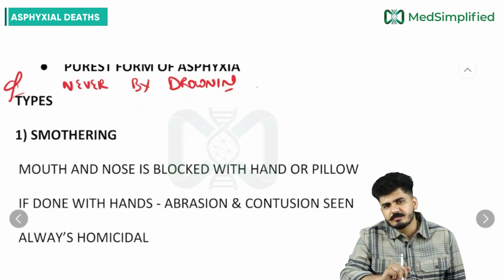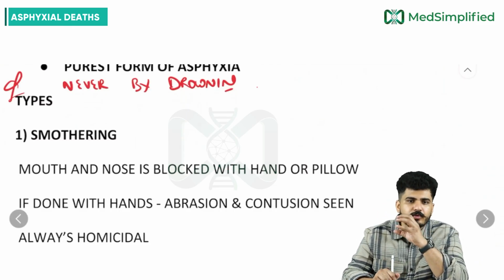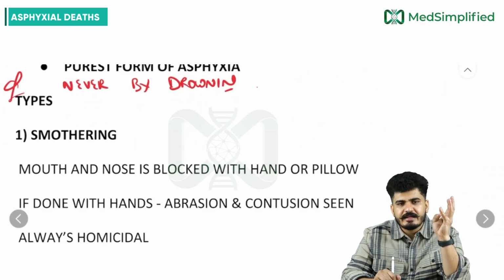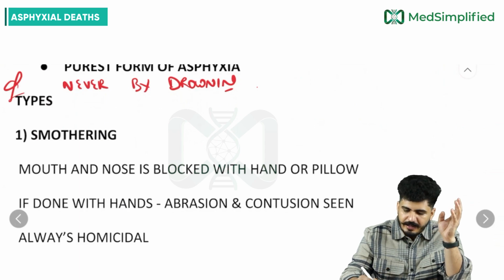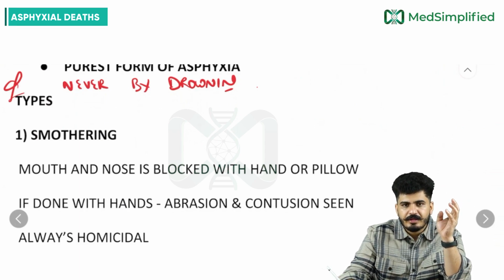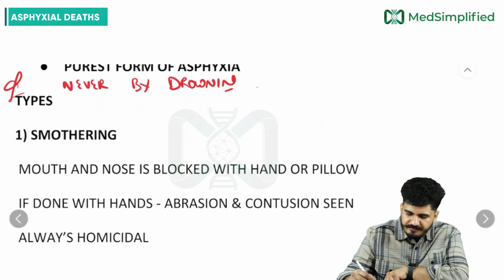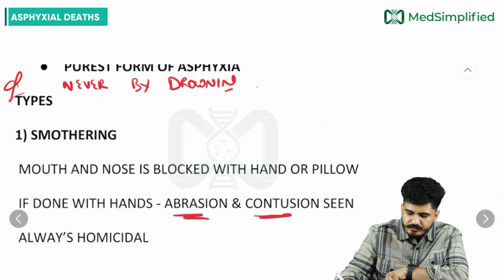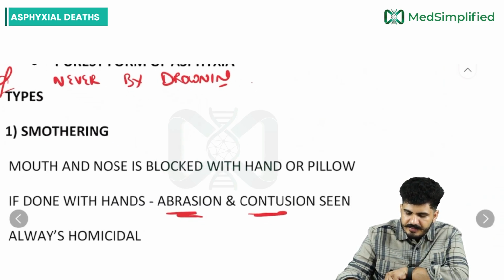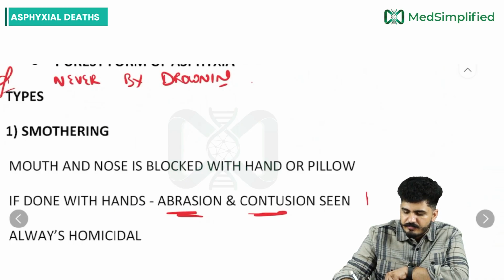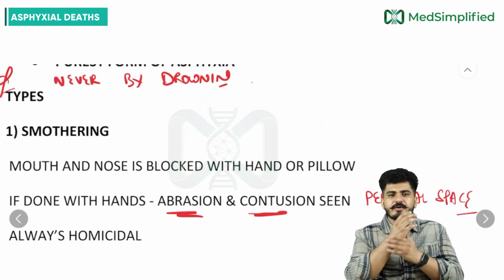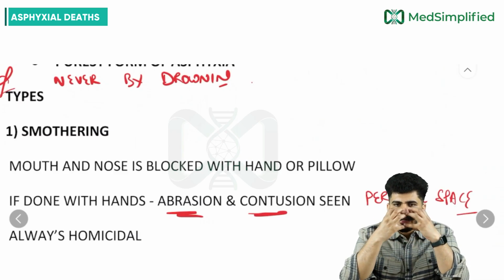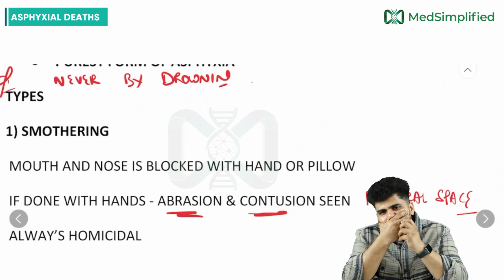What is happening in smothering? The mouth and the nose, the oropharynx and the nasopharynx, are blocked by hand or pillow. If done with the hand, my dear friends, there will be abrasion and contusion seen in the perioral space. In the perioral space, you are going to see abrasions, contusions, nail marks, etc. You can see it like this.